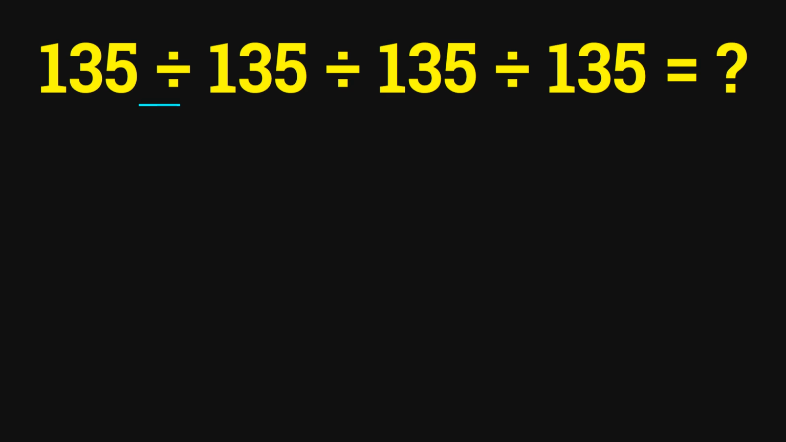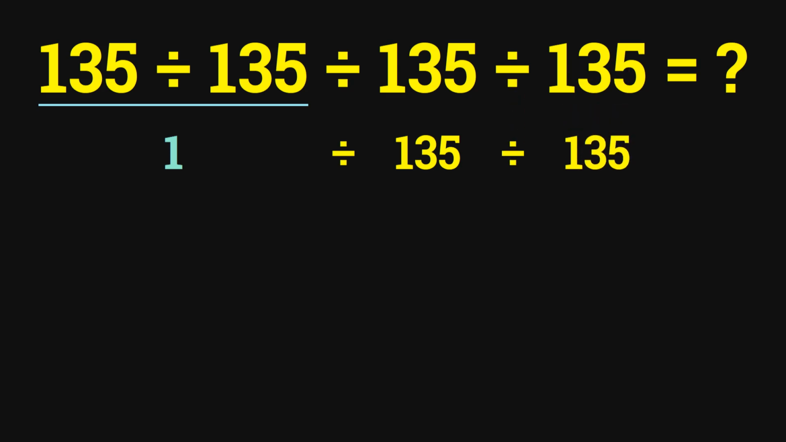So first we do this division. We have 135 divided by 135, which equals 1. Now our problem became 1 divided by 135 divided by 135. So we have to work from left to right.